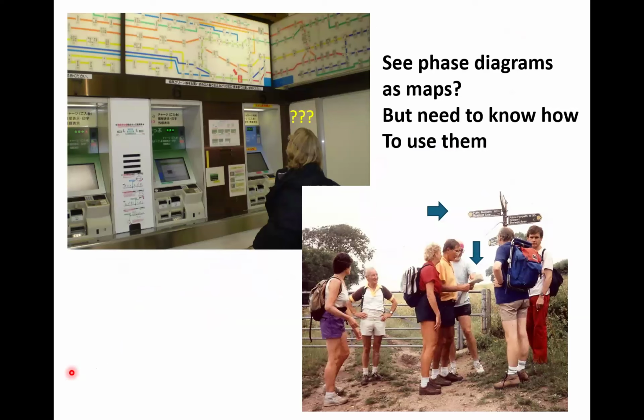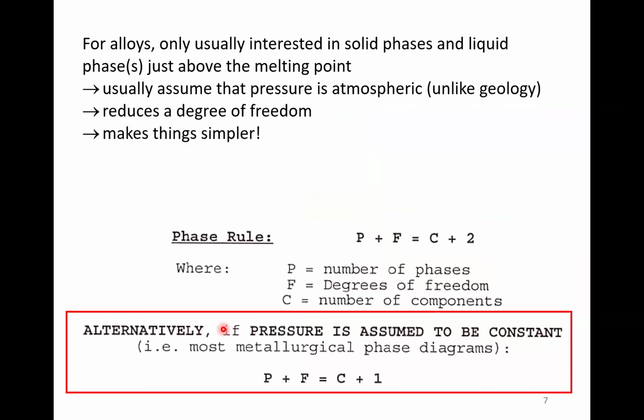You can see phase diagrams as maps. But as with all maps, you need to know how to use them. So here's our first director. I'm taking the photograph, totally lost in a Japanese railway station. And here's my old cycling group, totally lost, even though they've got the map and there's a signpost there. So you've got to know how to use them.